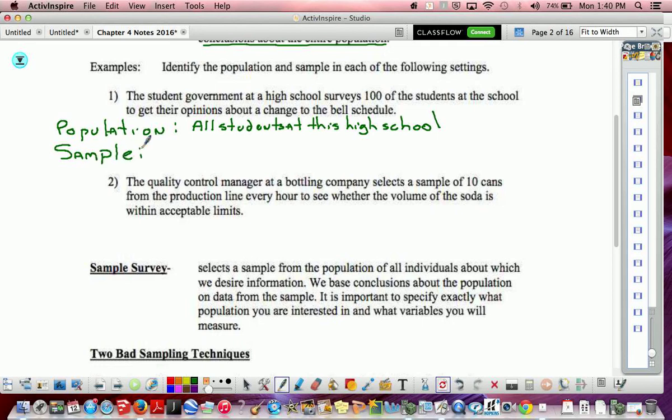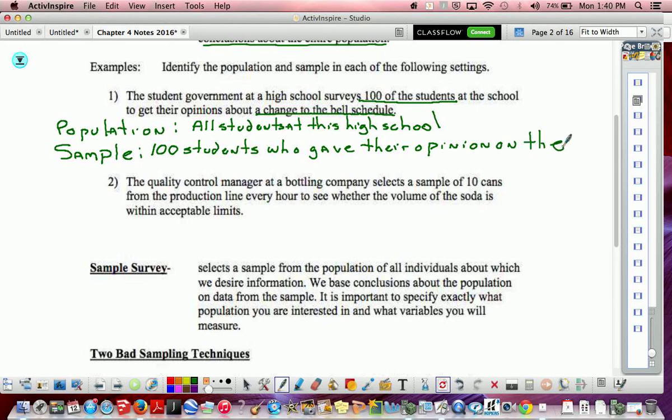Now we're going to look at the sample. They surveyed 100 students, okay, and got their opinions about the change in the bell system or schedule. So our sample is the 100 students who gave their opinion on the bell schedule.